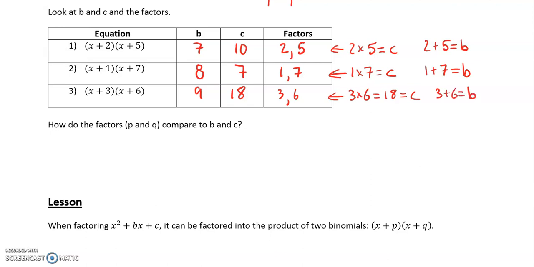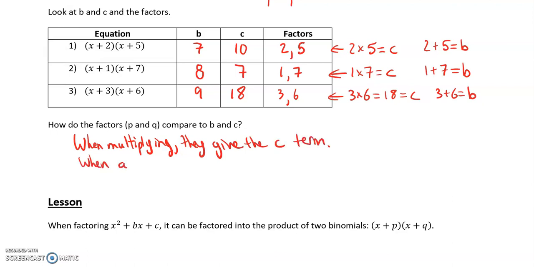And so that's interesting that every single time we take the two factors that are in the two binomials, we notice that when multiplying together, they give us a c term, and when they add together, they give us the b term. So when multiplying, they give us the c term. When added, they give the b term.